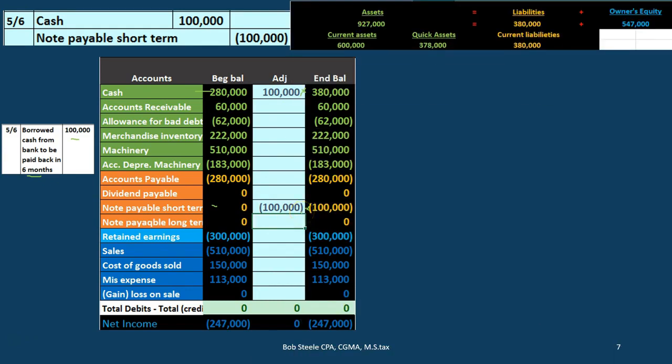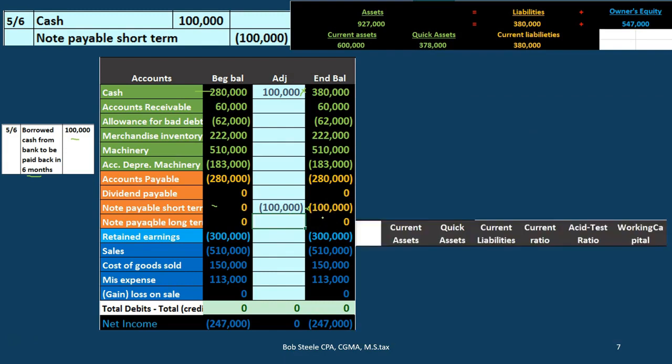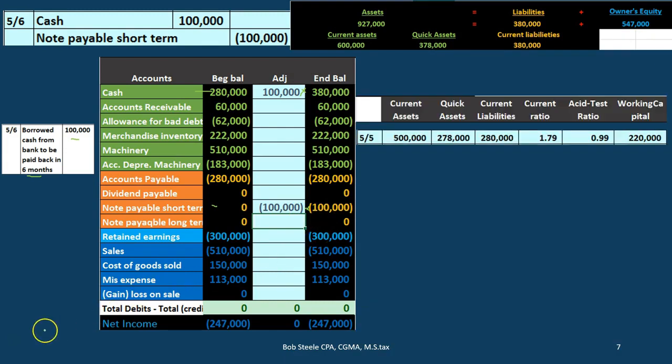Let's see what happens to our accounting equation, our accounts. Let's compare it to the prior position. Assets of course went up, because if we look at the green accounts, we can see that the cash went up. Liabilities went up because we can see that the orange accounts went up in the credit direction. Equity, no effect on the equity. How about the current assets? We know total assets went up. How about current assets? Well, yeah, cash is a current asset.